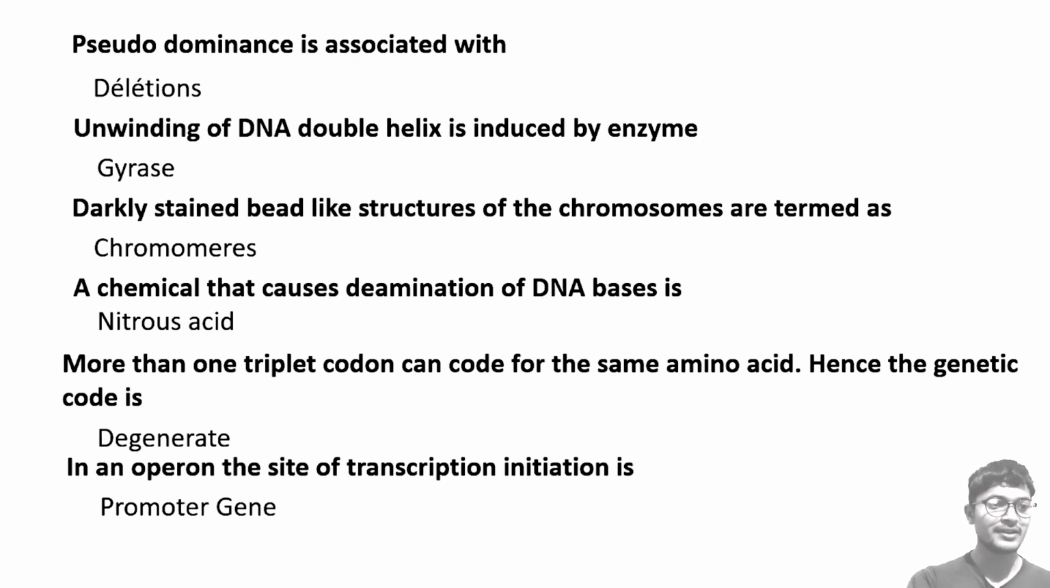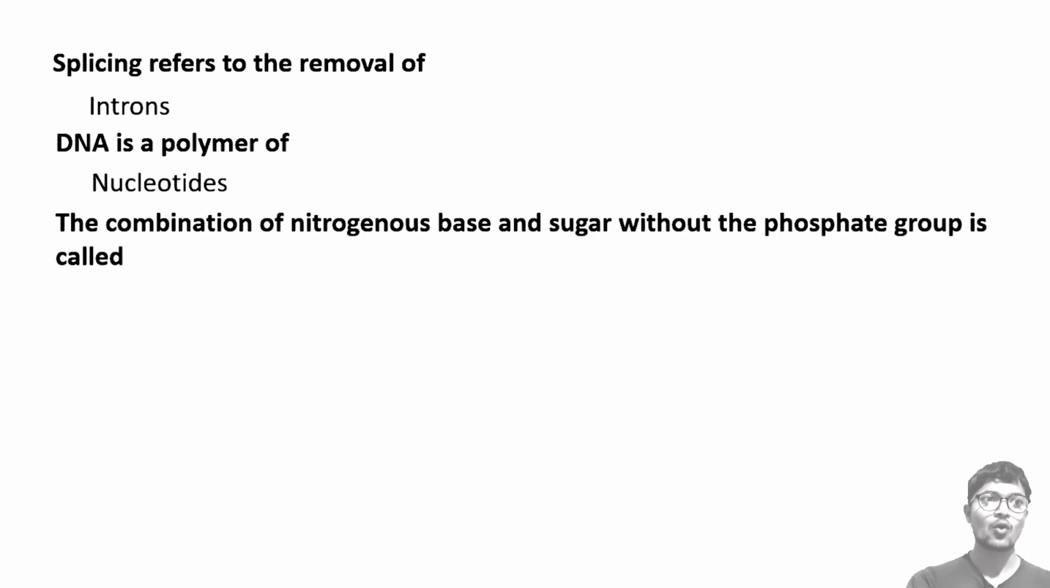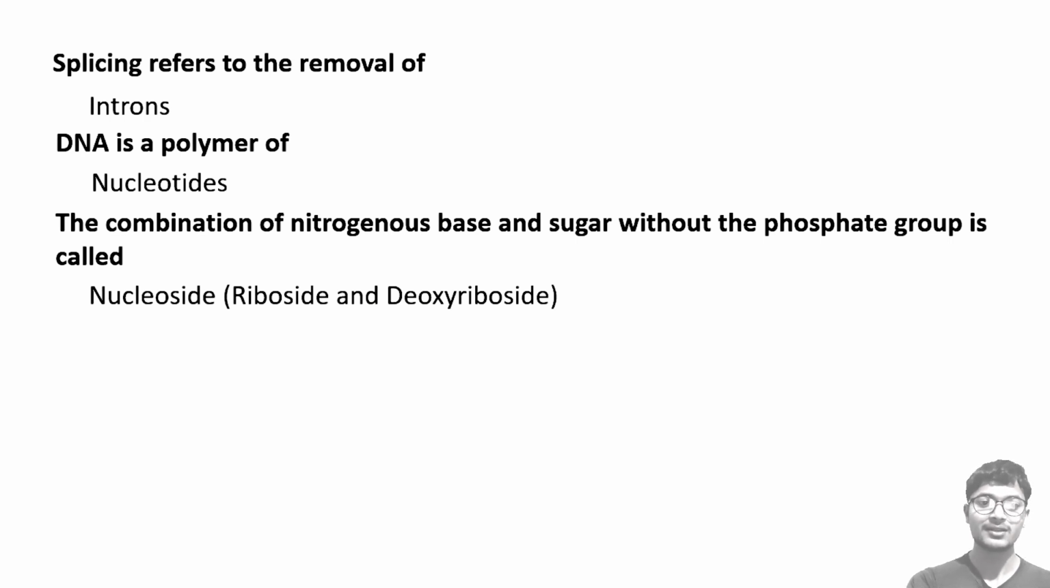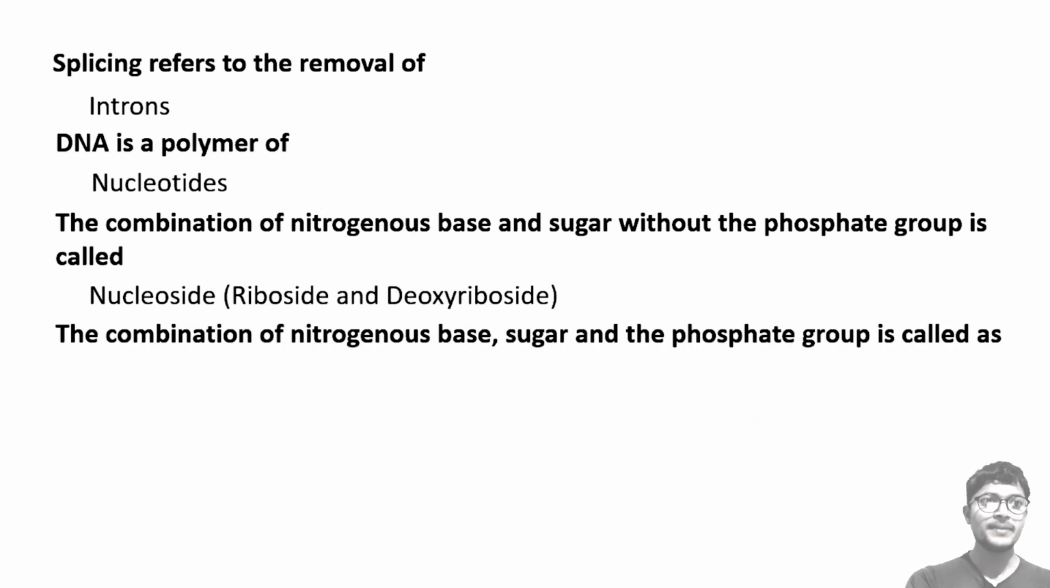So now we are moving to next slide, and first question is: splicing refers to the removal of? Answer is intron. Clear? Next question, DNA is a polymer of? Answer is nucleotides. Next question, the combination of nitrogenous base and sugar without the phosphate group is called? Answer is nucleoside, ribonucleoside and deoxyribonucleoside. Clear?